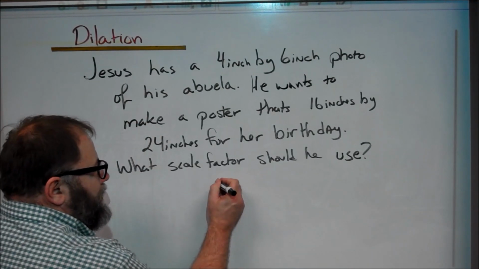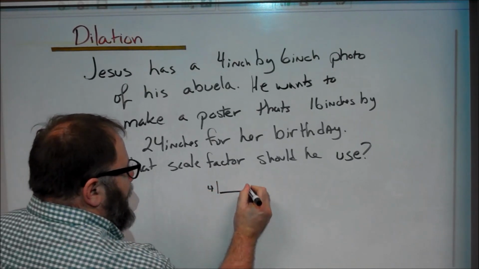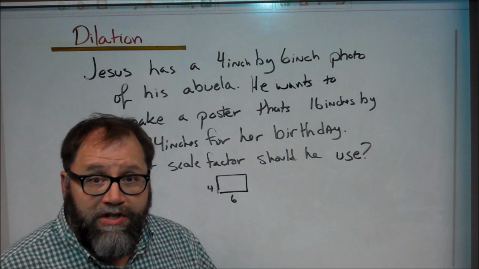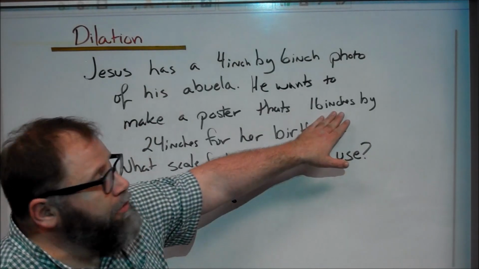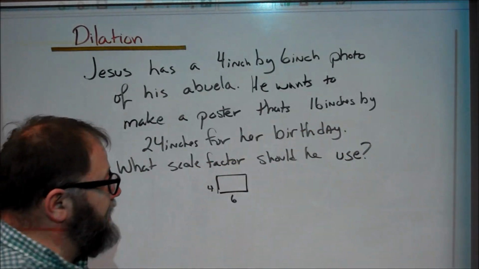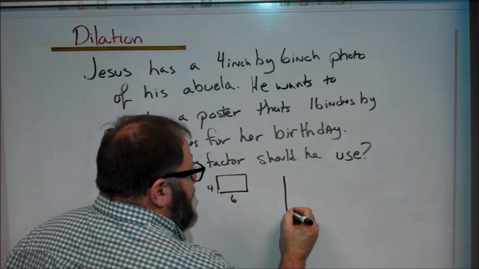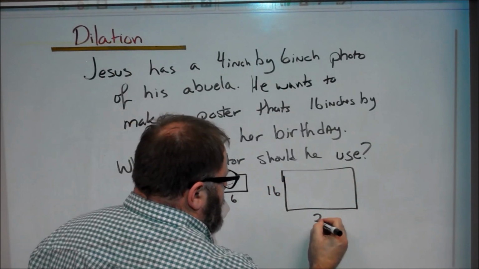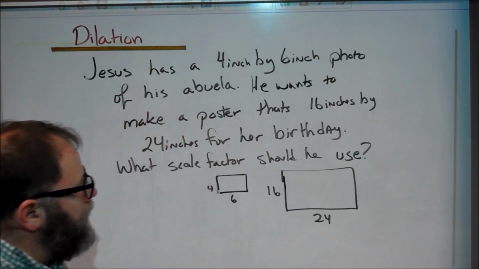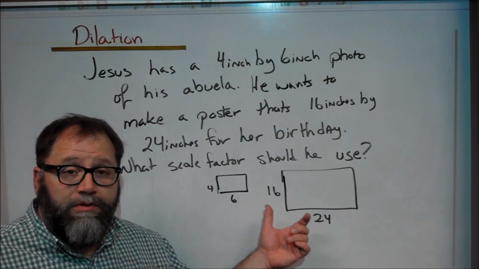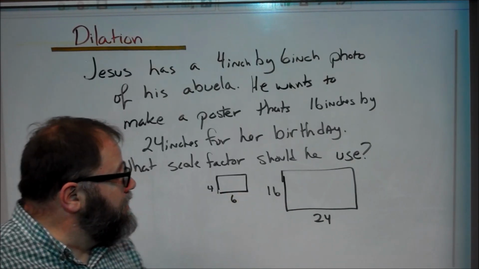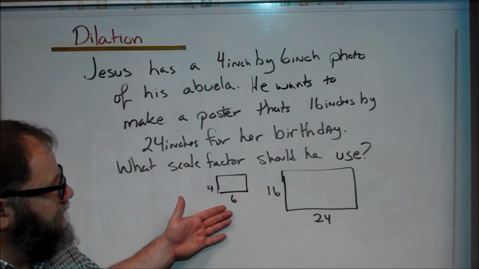So he's got a photo that's 4 by 6. This won't be to scale, but I'm just going to make this bigger, right? So we're going to 16 by 24. That's certainly an enlargement. So I'm just going to draw this out here, not to scale, to say 16 by 24. All right, so these are similar images, right? Because they retain the ratio in respect to those legs. And let's see how we're going to get from this to this.